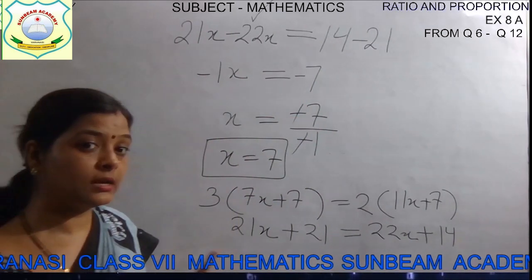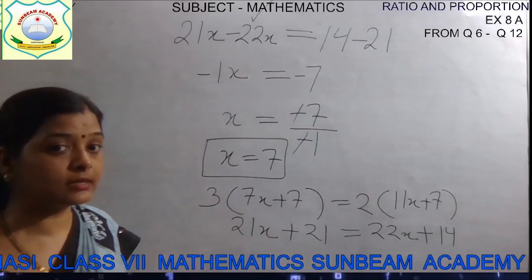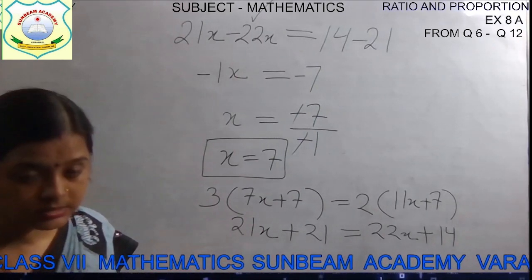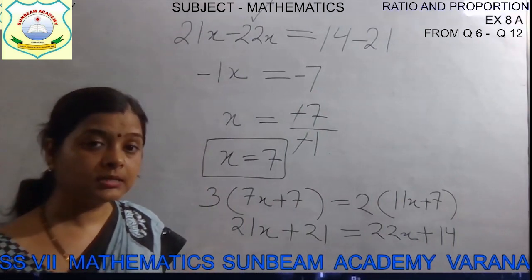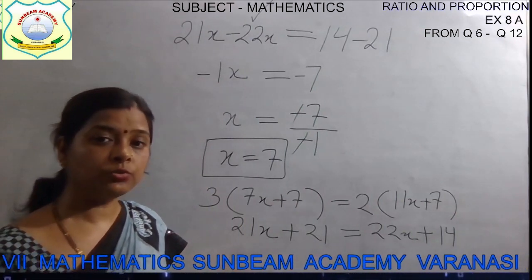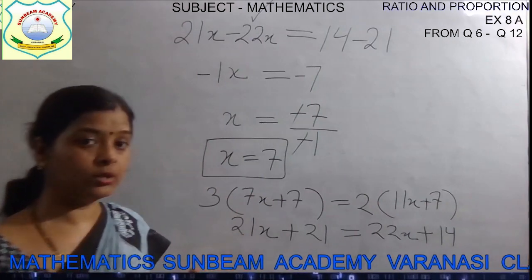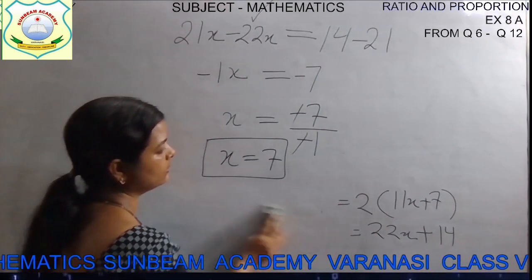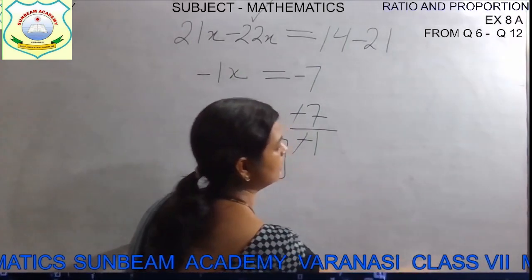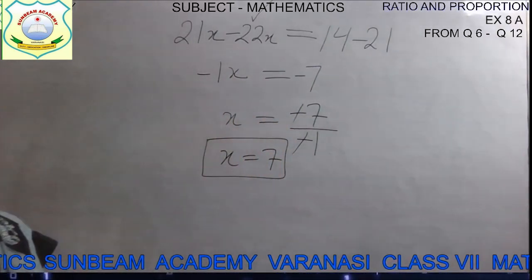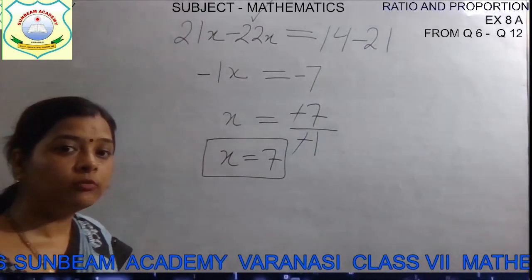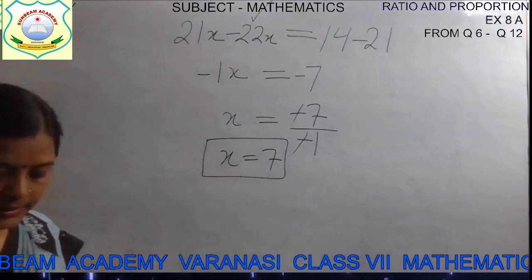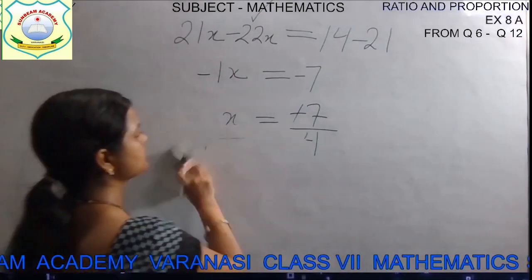But it is not our answer, children. They are not asking what is x, what is the unknown number x. No. What they have asked? They have asked that two numbers are in the ratio 7:11. Find those two numbers. So now after this, what we will do? We will put the value of x in our given numbers. Our numbers are what? 7x and 11x. So I think you have solved it. Now let me erase it.